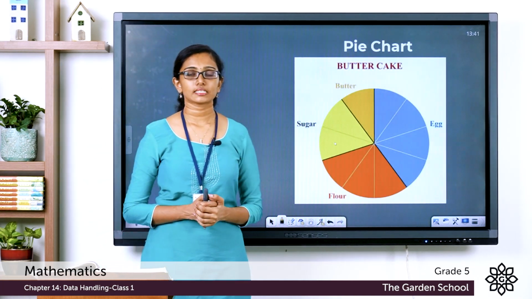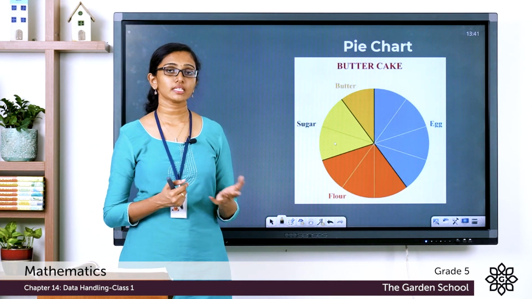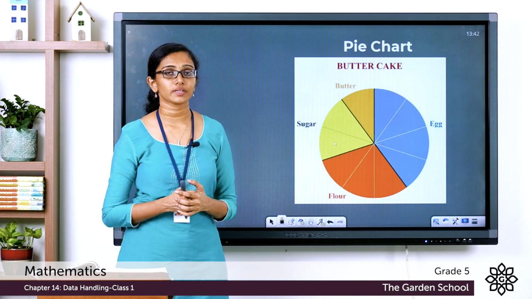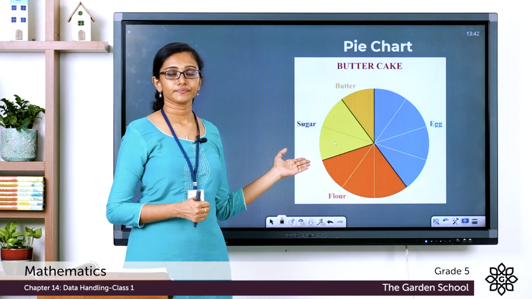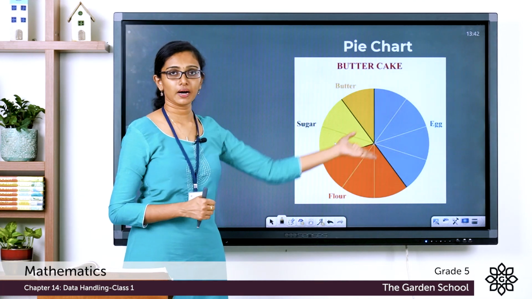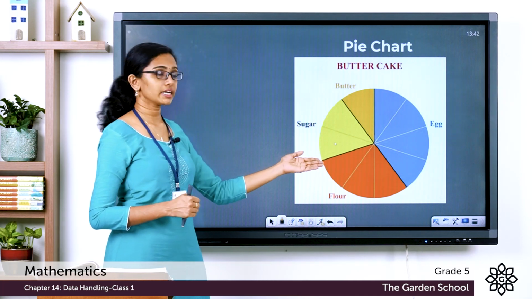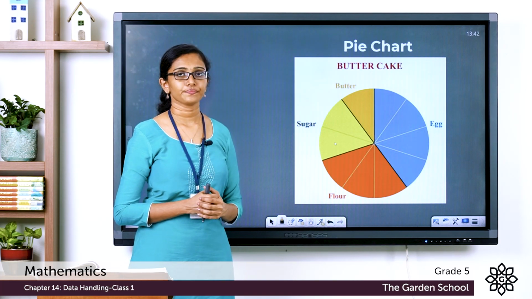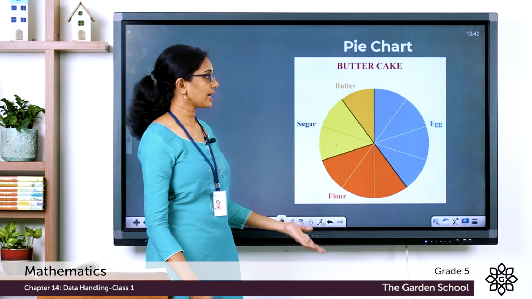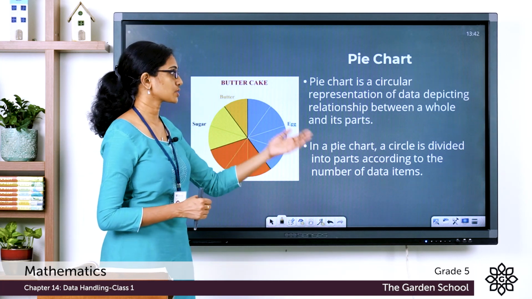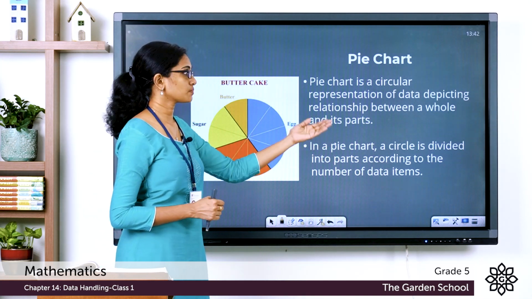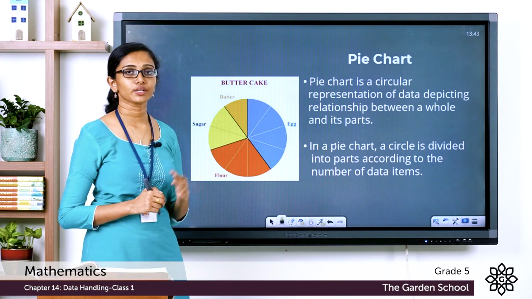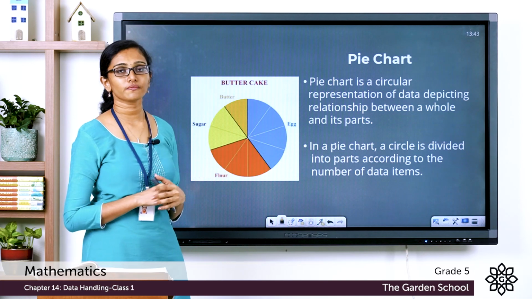Now let's learn about pie charts. So what is a pie chart? You can say a pie chart is a circular chart in which data is represented like the slices of a pie. So here you can see that a whole pie or a whole circle is divided into slices or parts to represent some kind of data. So you can say a pie chart is a circular representation of data depicting relationship between a whole and its parts.